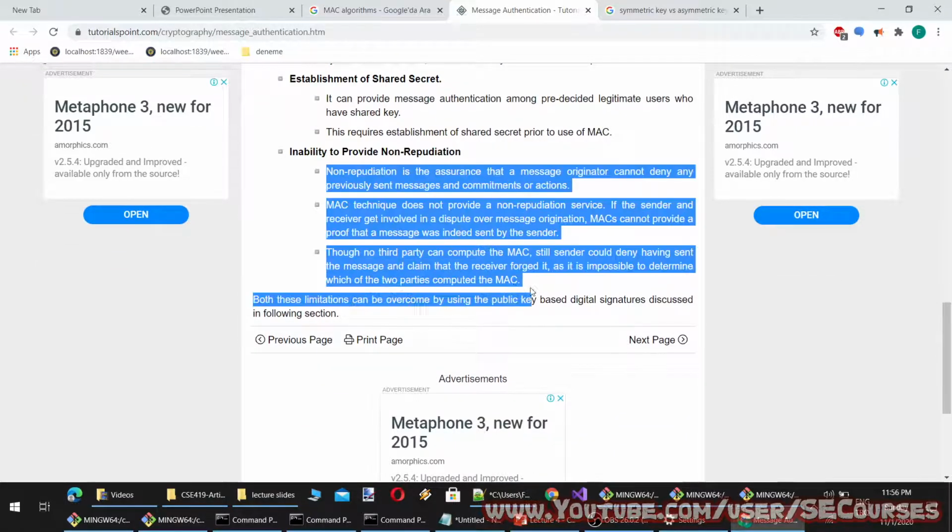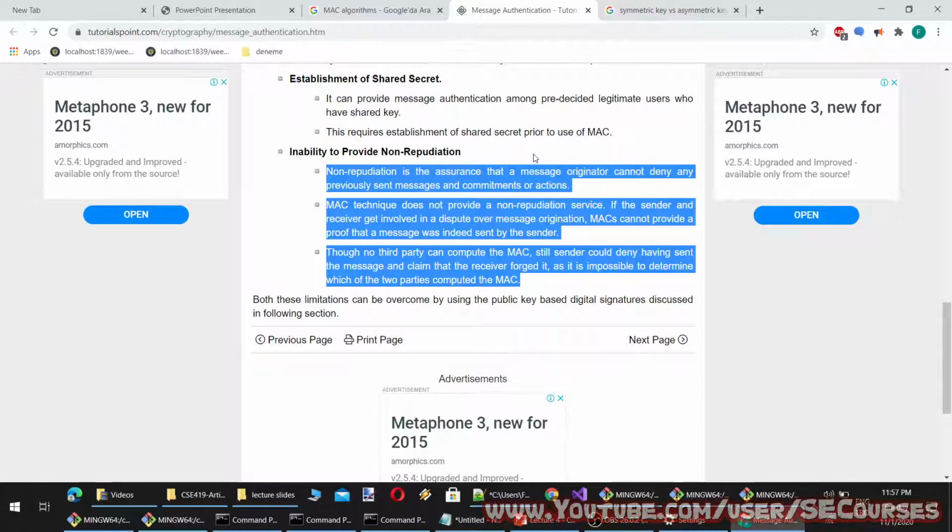Second, inability to provide non-repudiation. Okay, this is important. What is non-repudiation? Non-repudiation is the assurance that a message originator cannot deny any previously sent messages and commitments or actions. The MAC technique does not provide a non-repudiation service. If the sender and receiver get involved in a dispute over message origination, MACs cannot provide a proof that a message was indeed sent by the sender. Though no third party can compute the MAC, still the sender could deny having sent the message and claim that the receiver forged it, as it is impossible to determine which of the two parties computed the MAC.